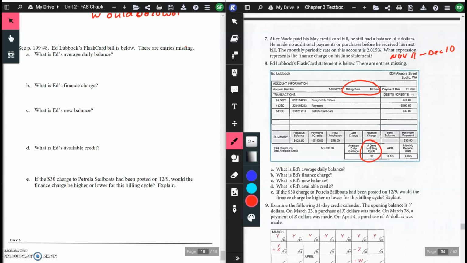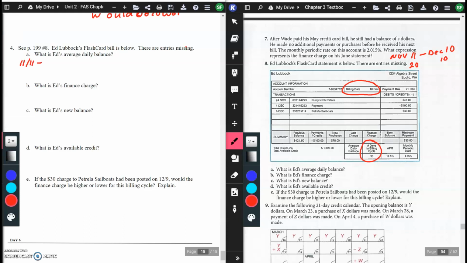In November you're going to have 20 days, and in December you're going to have 10 days, for a total of 30 days. Now, breaking it up into chunks. From 11/11 all the way through 11/23, before he made a purchase, his previous balance was $421.50, and that was 13 days, so we know we're going to be multiplying that by 13.